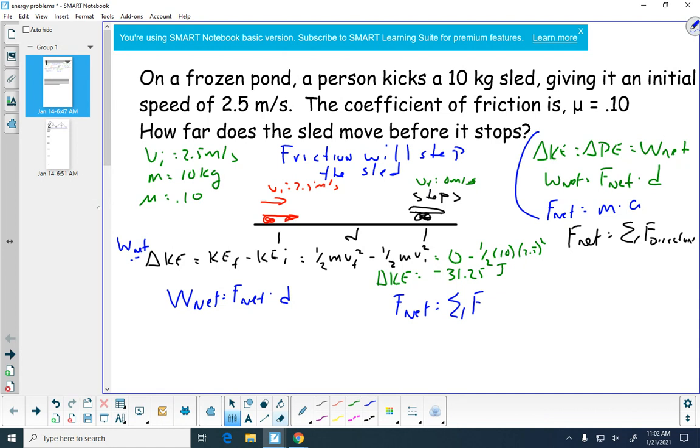Is the sum of our forces in a direction. In this direction, we're only going horizontal here. We have no vertical motion. We have no trajectory motion. We're not at a slant.